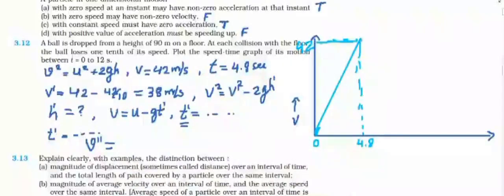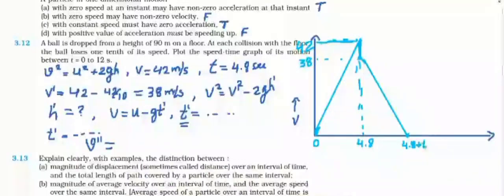Then next step what happens? 10% of its velocity is lost. So this point corresponds to that velocity 38. Then the ball begins to move upwards. When it goes upward, its velocity decreases, like this. So this point represents the highest point. Then velocity becomes 0.